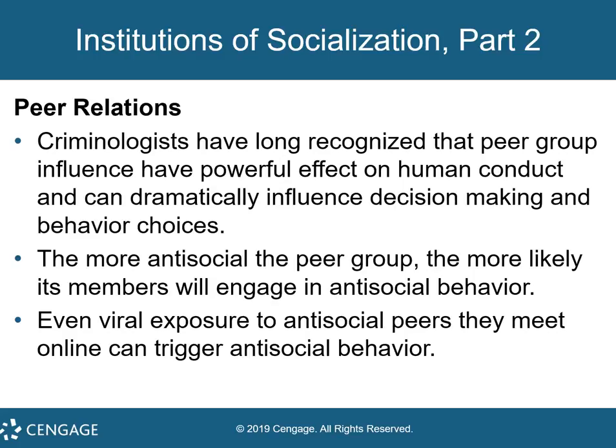Peer relations. Criminologists have long recognized that peer group relations have a powerful effect on human conduct and can dramatically influence decision-making and behavior choices. The more antisocial the peer group, the more likely its members will engage in delinquency, and even virtual exposure to antisocial peers they meet online can trigger antisocial behavior. So with the advent of the internet and everything else, we have to keep that in mind.